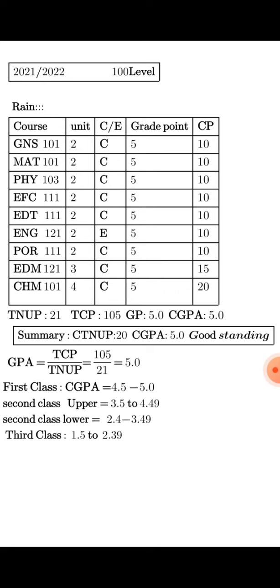Take a look at a course like Chem 101. How many units does Chem 101 have? It has 4 units. So you multiply 4 times 5, that's 20. All this really matters, but what matters most is your C.G.P.A.